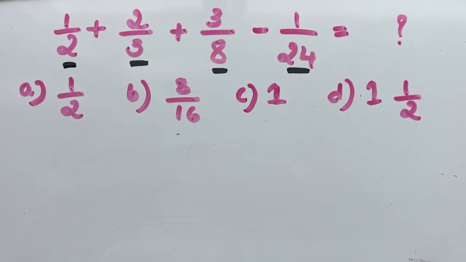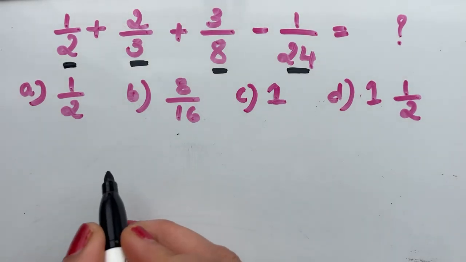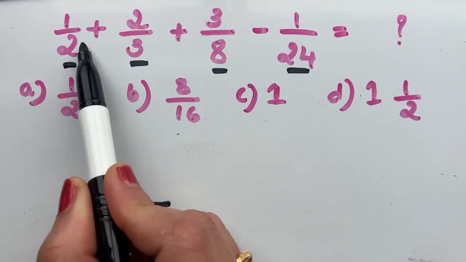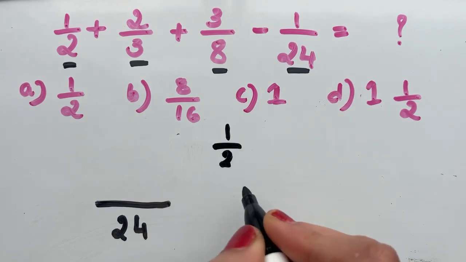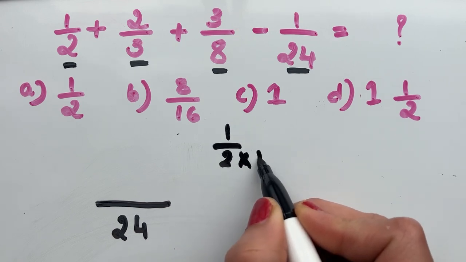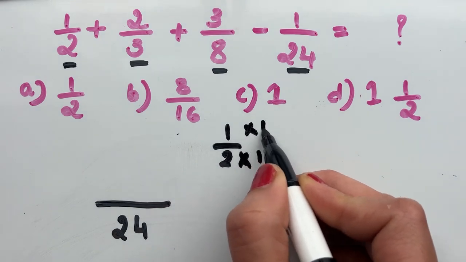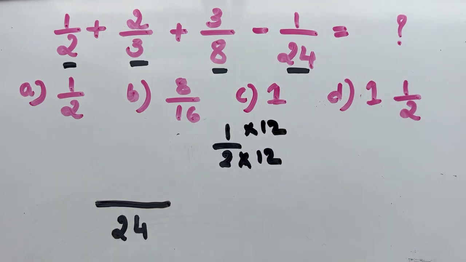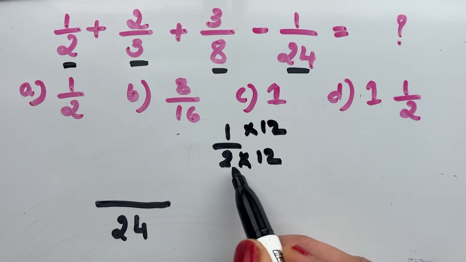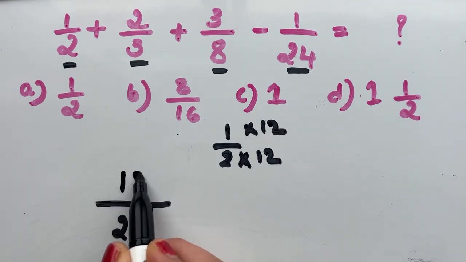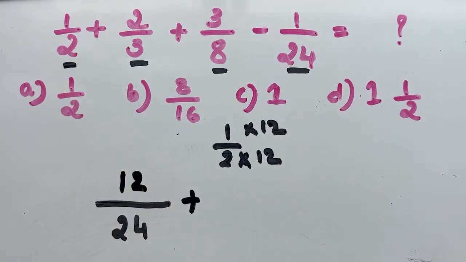Now I'm going to convert all these fractions into like fractions. So first one is 1/2. The least common denominator is 24, so you need to make this denominator 24. To get 24, 2 is already there, so you will multiply by 12. 2 times 12 is 24. So you have to do the same operation with the numerator also. You cannot just multiply only the denominator. You have to multiply both numerator and denominator. So this will become 12 over 24.